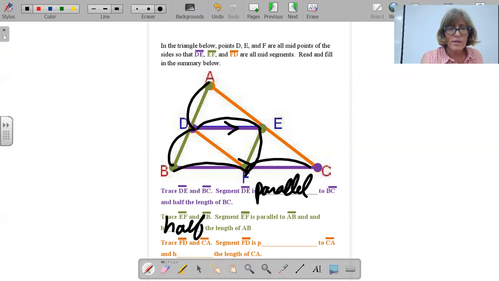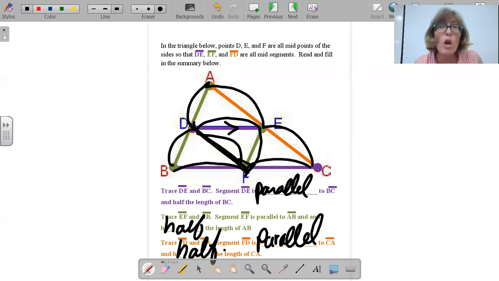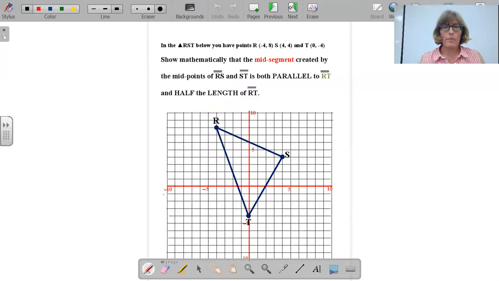Now, trace FD and CA. Look at the little finger there. You should notice that FD is parallel to CA and also half the length. So the mid-segment is both parallel to the third side and half the length. Now we've done this physically. Now we're going to show it mathematically.